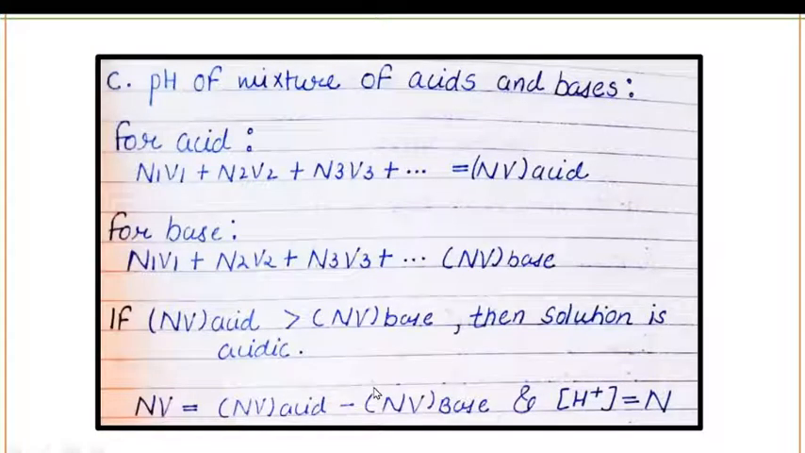Okay. Next we have pH of mixtures of acids and bases. If you have a solution having acid and base, then for acid you calculate the final value NV acid, and for base this is equal to NV base. If in a particular solution having acid and base the content of acid is greater than the base, then the solution will act as an acidic solution. To calculate the value of NV, you subtract NV base from NV acid, and the normality will be equal to the concentration of H plus ions.